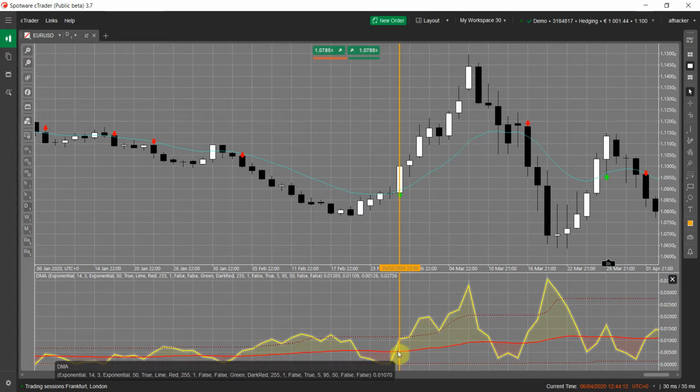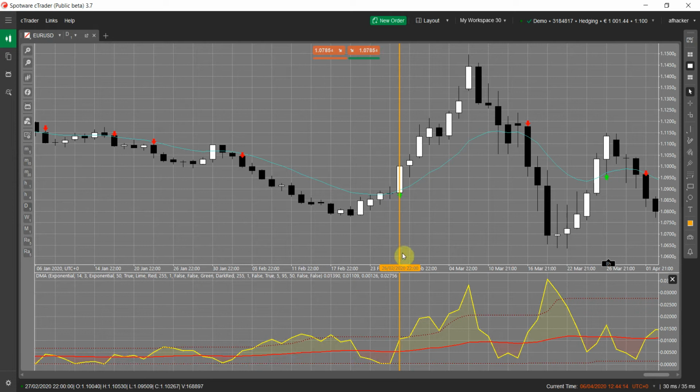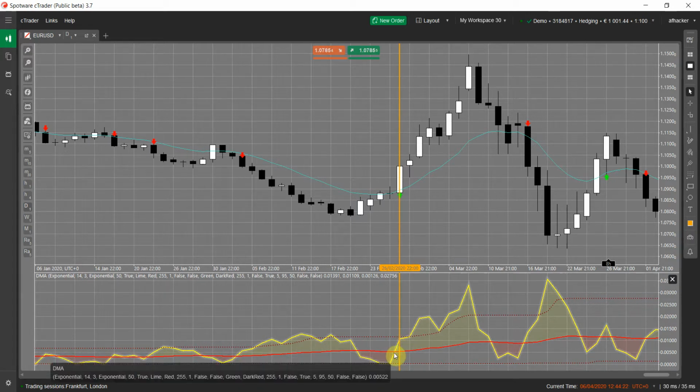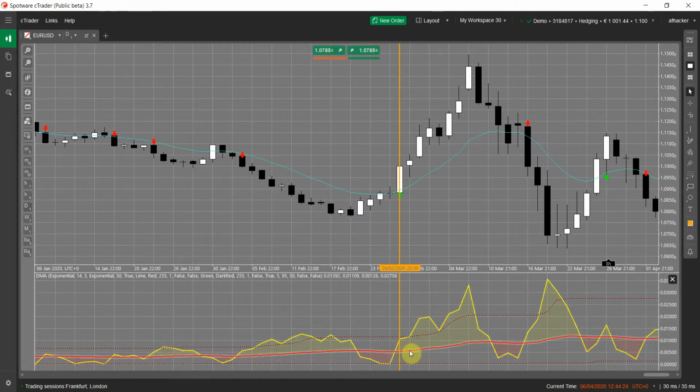You can see here the signal appears when the bar is closed, so there is no repaint or anything like that. When the yellow line goes above a red line, which is the average distance, we have a signal, and the type of signal is defined by the bar. If the bar is closed above the moving average, it's a bullish signal. If it's closed below the moving average, it's a bearish signal.